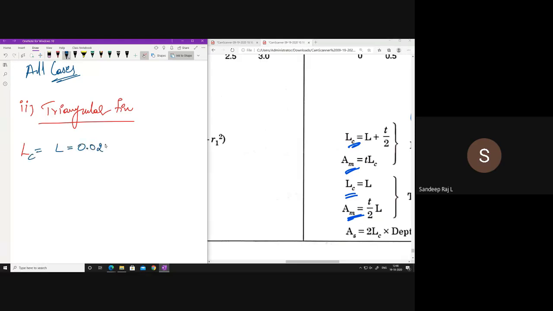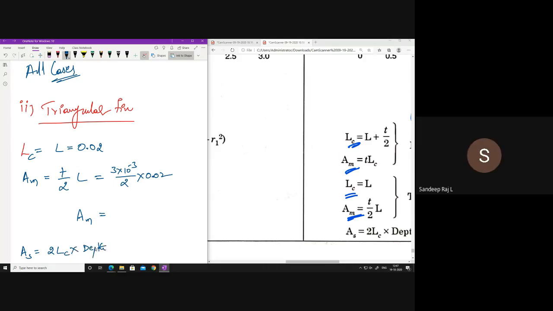That is equal to L again. That is 0.0214, right? Is it right? No, no. The L is 0.0214. And the next case is Am. The thickness is 3 into 10 to the power minus 3, by 2, into the L, which is 0.02. So tell me what is the Am value? 3 into 10 power minus 6. No, sorry, it's 10 power minus 5.